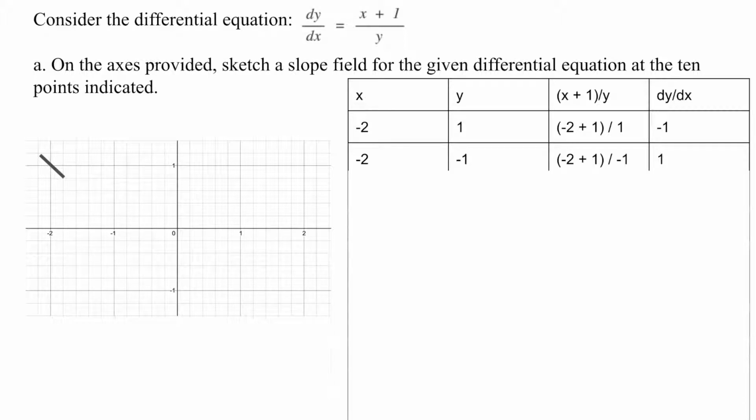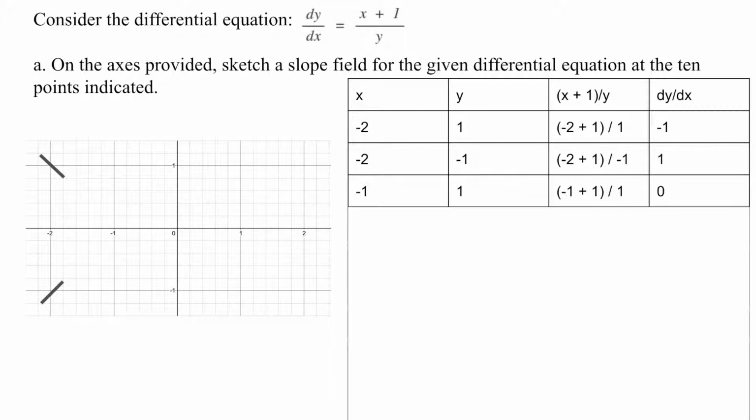Going to (-2, 1), when we put that into the differential equation, we get -2 plus 1 over -1. So we're going to draw a line with a slope of 1 at the point. Next, we are going to plug in the point (-1, 1), and when we plug that into the differential equation, we get -1 plus 1 over 1, which equals 0. So we're going to draw a horizontal line at that point.